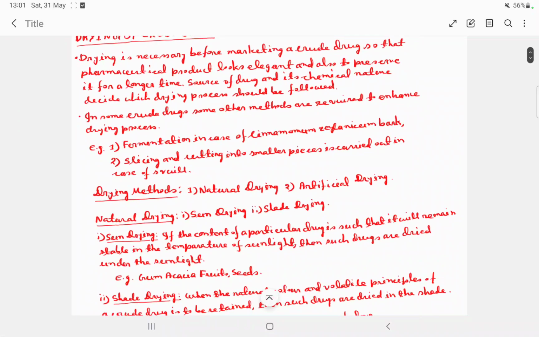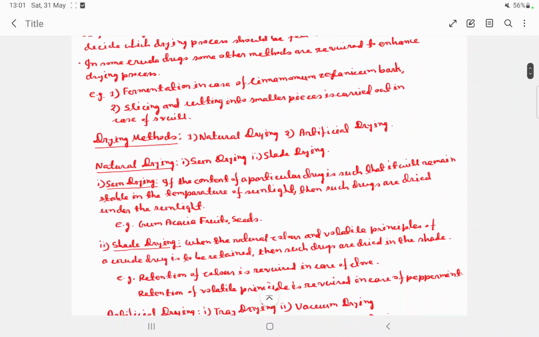In some crude drugs, some other methods are required to enhance the drying process. For example, fermentation in the case of Cinnamomum zeylanicum bark, and slicing and cutting into smaller pieces in the case of squill. Drying methods: there are basically two methods, natural drying and artificial drying.